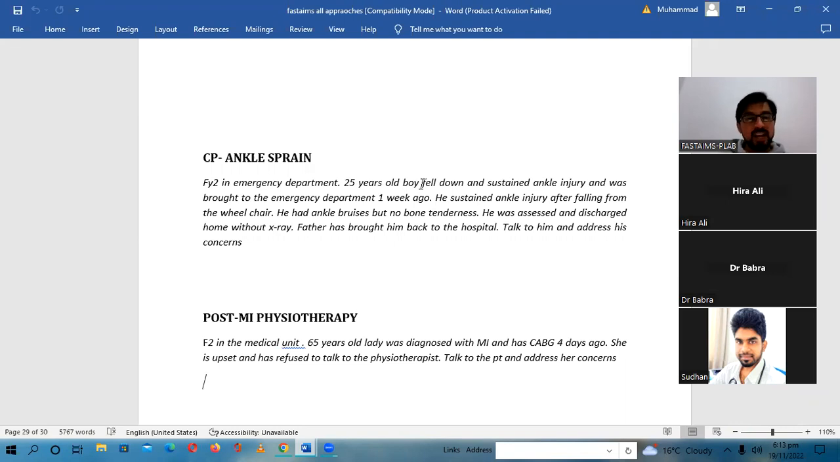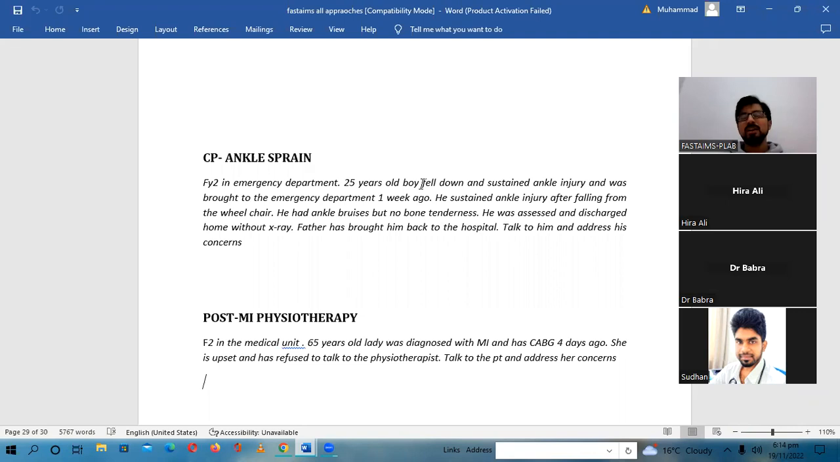You are FY2 in the emergency department. A 25 year old boy fell down and sustained an ankle injury and was brought to the emergency department 1 week ago. Okay, it's 1 week ago. He sustained the ankle injury after falling from the wheelchair. He had ankle bruises, but no bone tenderness. He was assessed and discharged home without X-ray. The father has brought him back to the hospital; talk to him and address his concern.